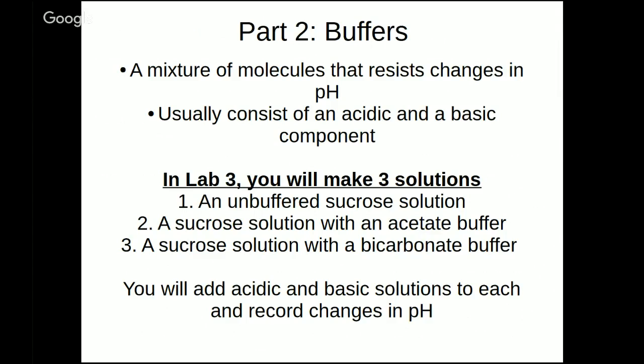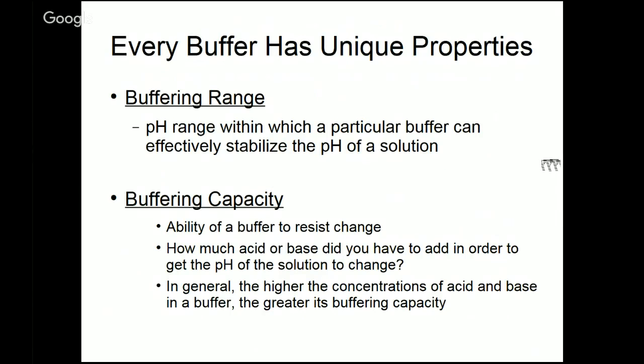So what you're going to do is you're actually going to make 3 solutions in lab 3. You're going to make a sucrose solution that's unbuffered. You're going to add some acid to it. You're going to add some base to it. You see what happens. You're also going to make a sucrose solution with an acetate buffer. You're going to add acid and base to it and see what happens. And you're going to do the same thing with a third solution with a bicarbonate buffer. Now, once you're done, you're going to compare the characteristics of your two buffered solutions. And you'll compare it with your unbuffered solution too. I think you'll see a big difference.